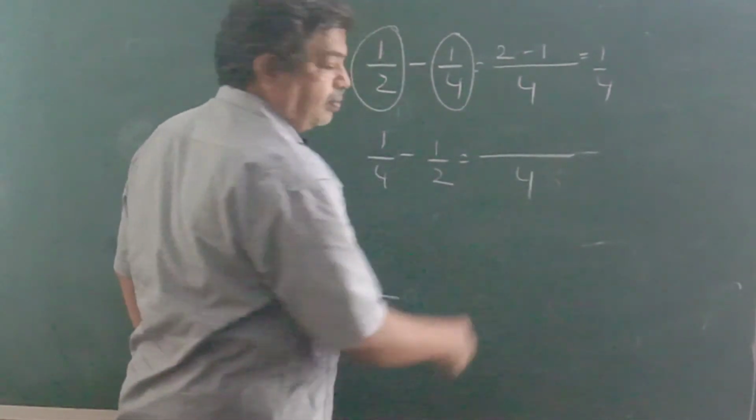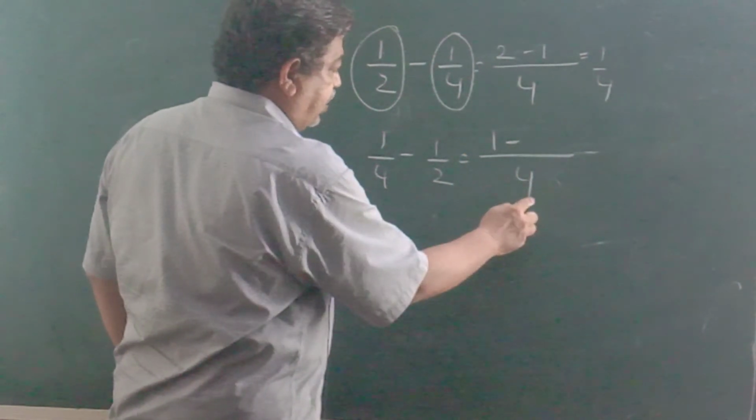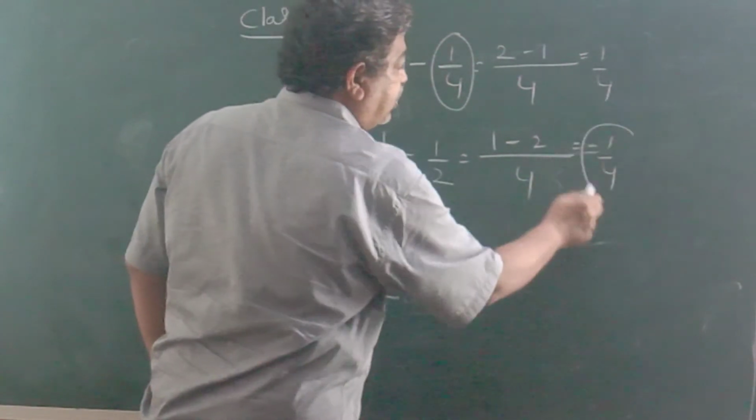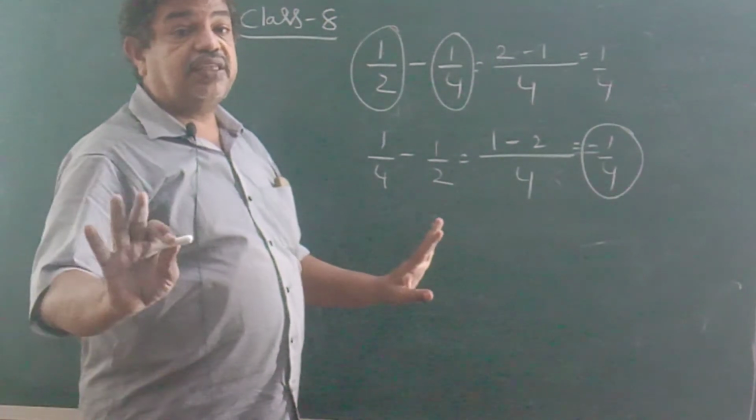Again the LCM is 4. 4 divides 4, 1 time 1. 2 divides 4, 2 times, 2 into 1 is 2. Now you get minus 1 by 4. Minus 1 by 4 is also a rational number. The difference of two rational numbers is a rational number or not?